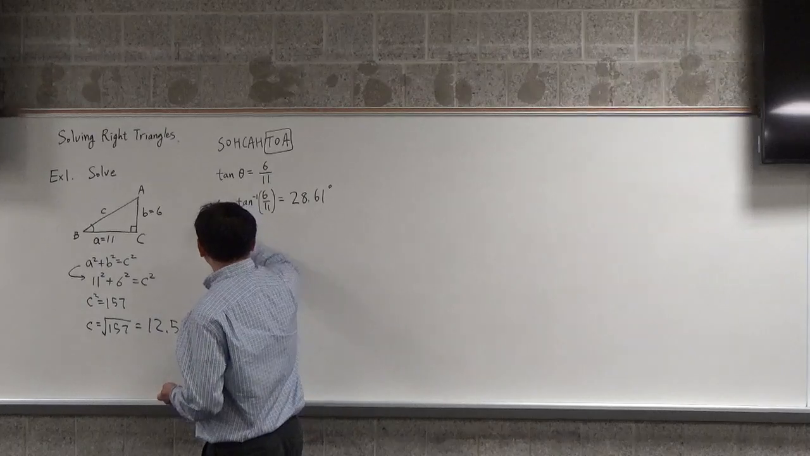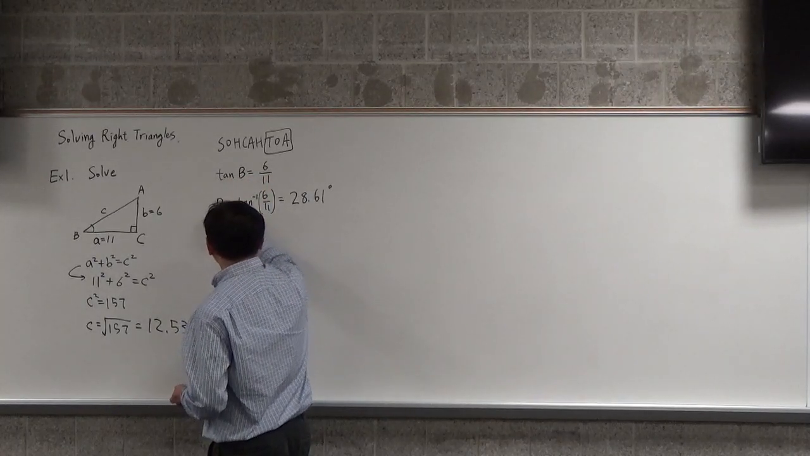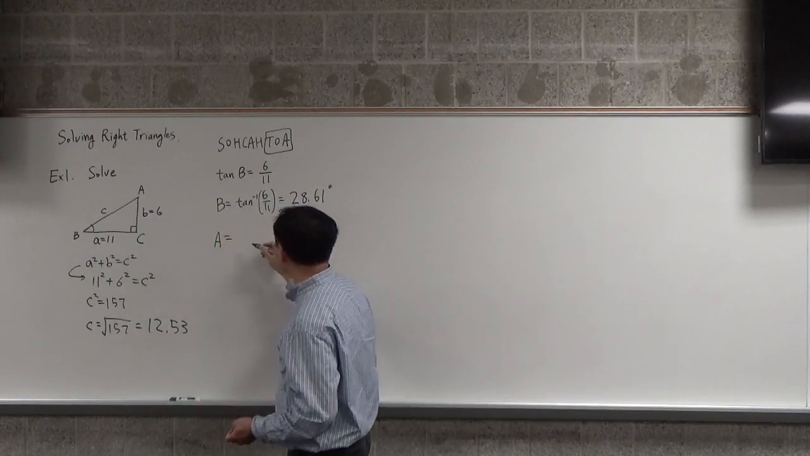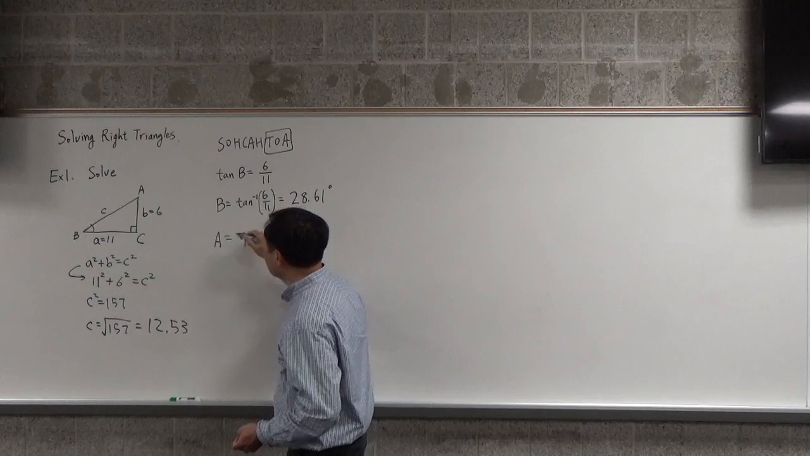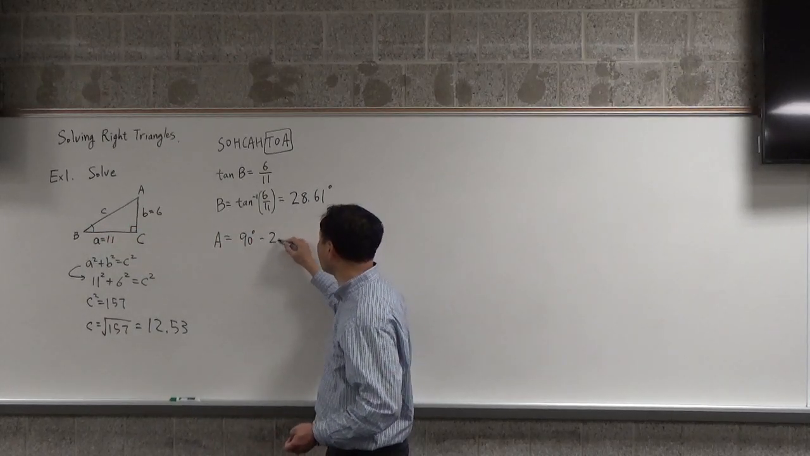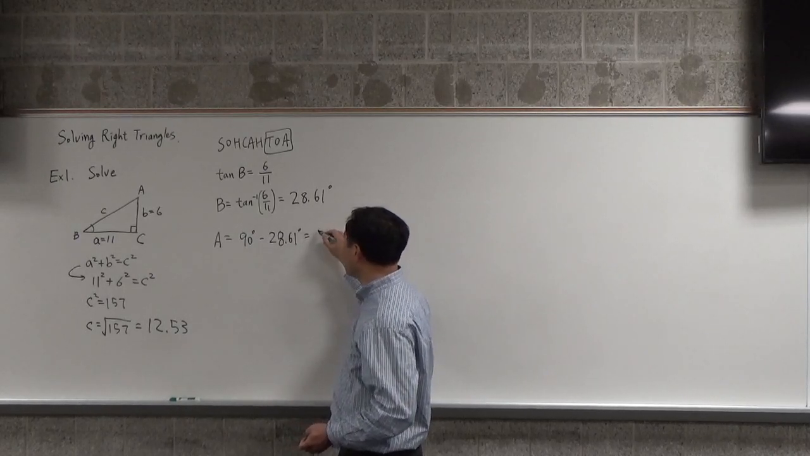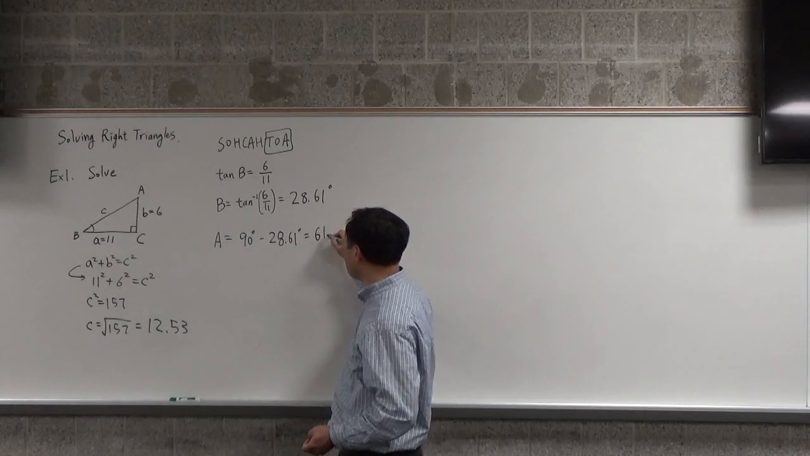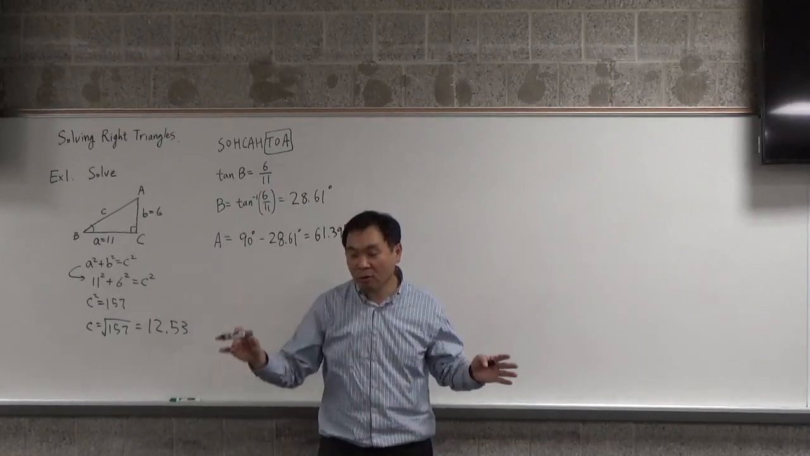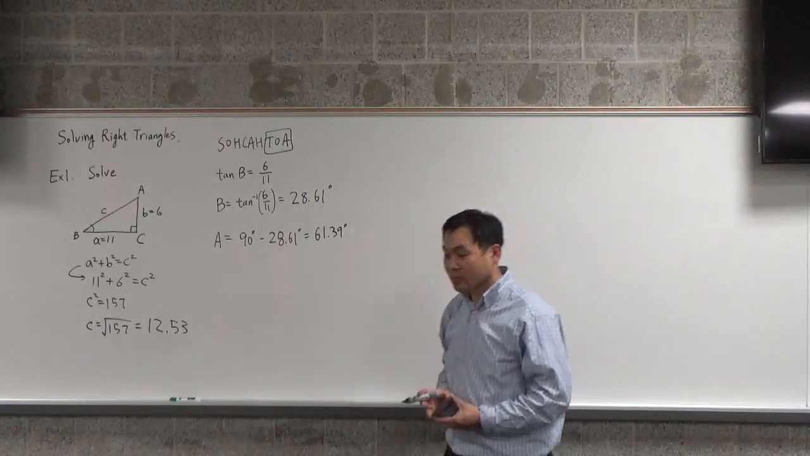All right, so that's your angle B, by the way. And tangent of B is this. Now, how do you get A? Just as said earlier, you need to subtract. So these two angles are complementary, so you subtract 28.61 degrees from 90 degrees, which gives you 61.39 degrees. That's it. We've solved the triangle. We figured out all the remaining angles and sides.